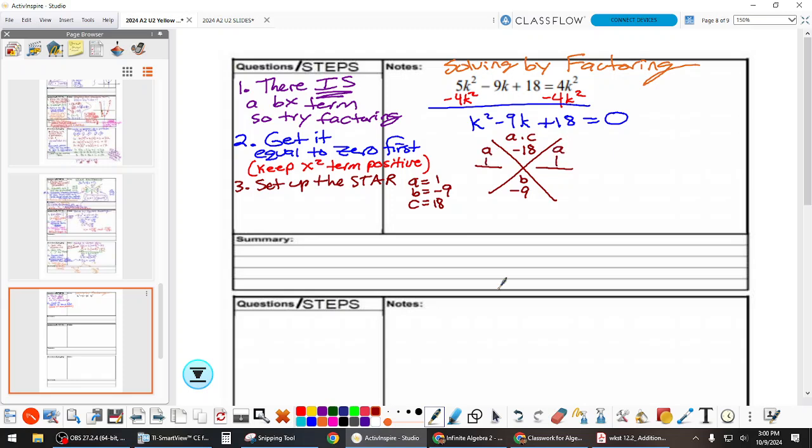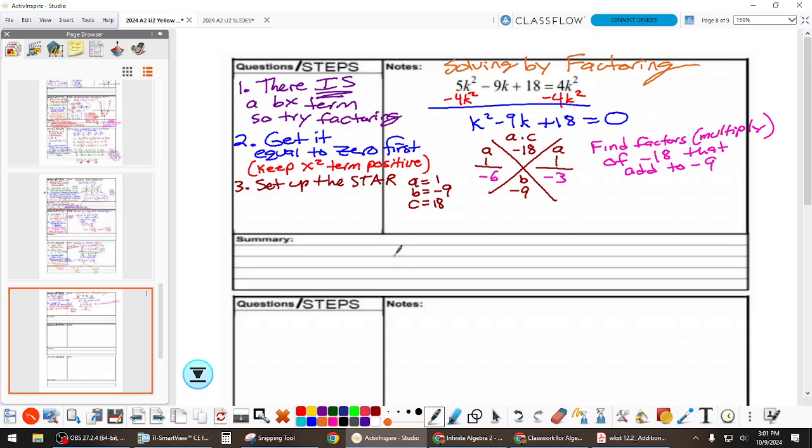So we need to find factors of negative 18 that add up to negative 9. And remember, factors are what multiplies to make negative 18. So factors of negative 18 that add to negative 9. Well, that's going to be negative 6 and negative 3.